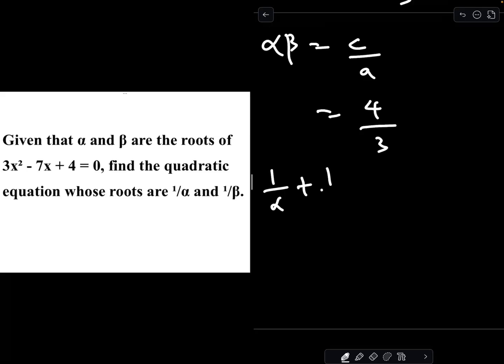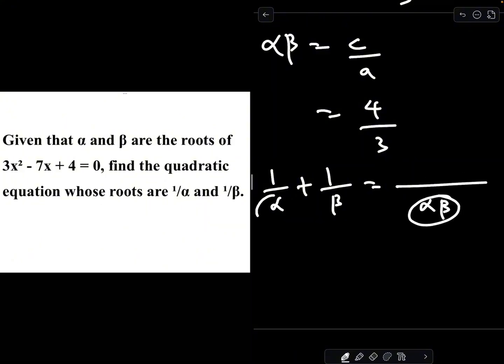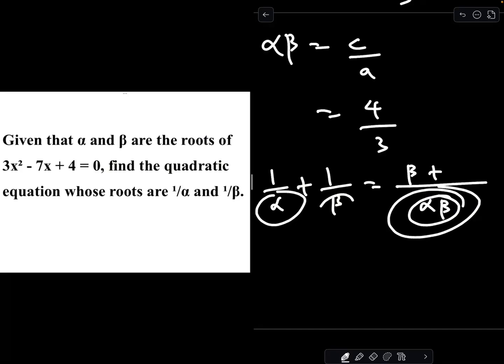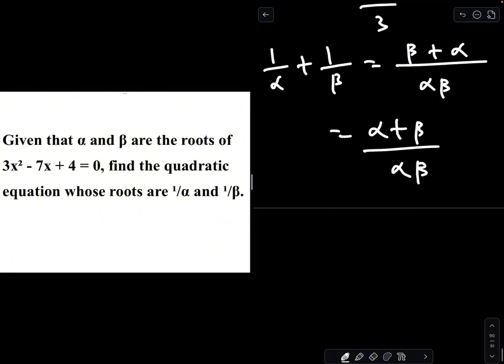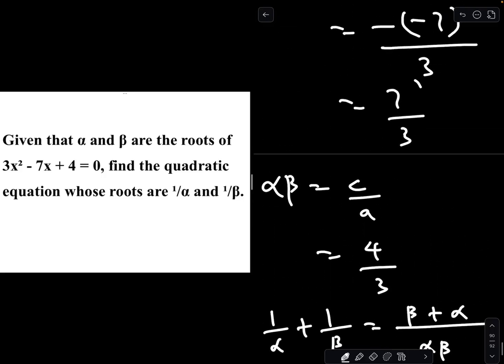The sum of the roots is 1 over alpha plus 1 over beta, and the LCM is alpha beta. Alpha beta divided by alpha, that's beta. Beta times 1 is beta, plus alpha beta divided by beta is alpha. Alpha times 1 is alpha. And that simply means, of course, I can write beta plus alpha as alpha plus beta. That simply means alpha plus beta over alpha beta, which is equal to, alpha plus beta is 7 over 3.